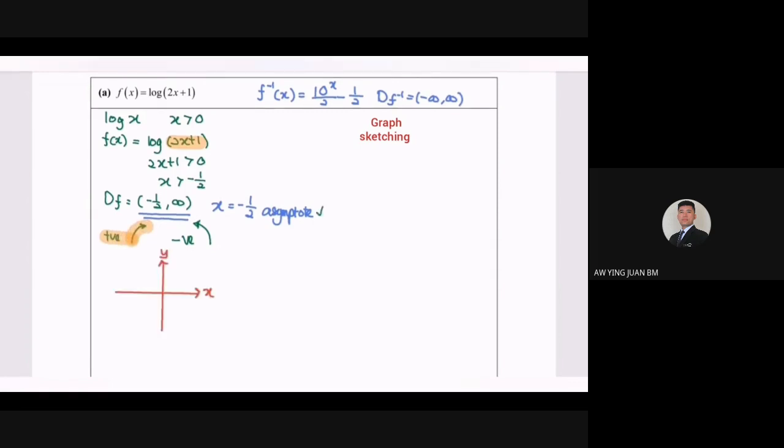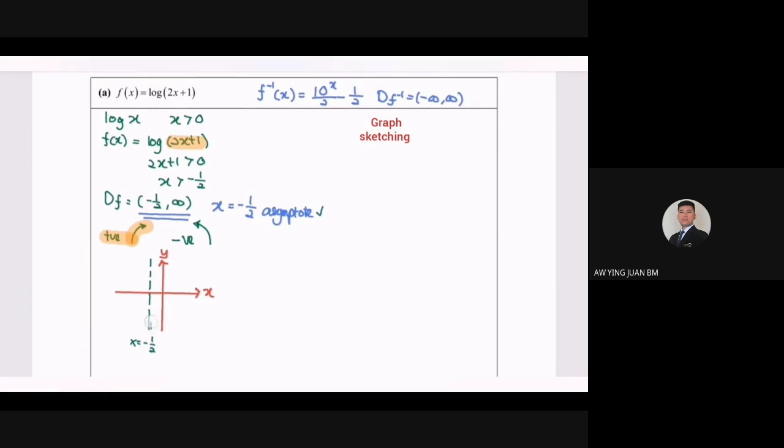So now we are going to draft the situation. Based on the information, we have x equals negative 1 over 2, which is the asymptote. The meaning of asymptote is over here. So x equals negative 1 over 2, meaning that the graph cannot touch the vertical asymptote or the line. It can only approach. So now we have three situations.